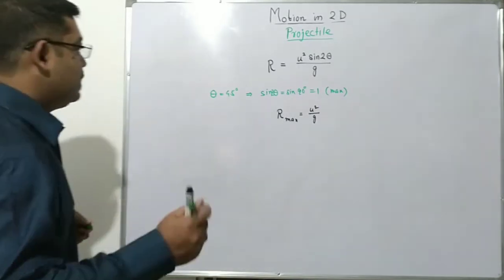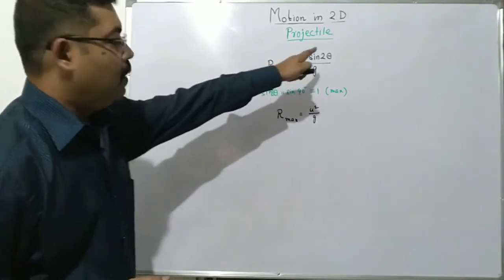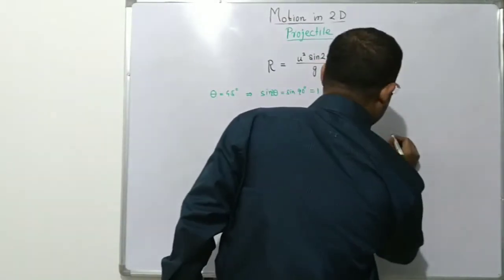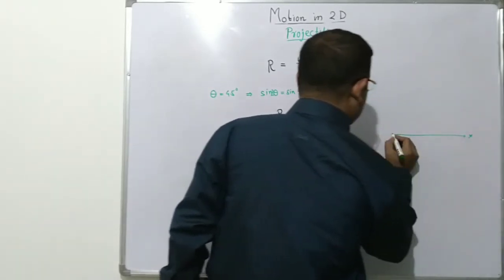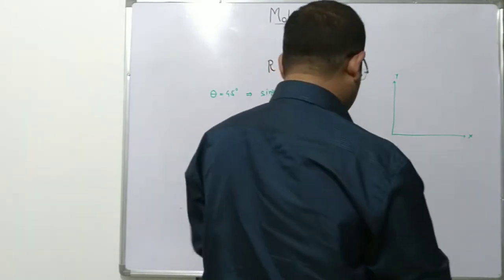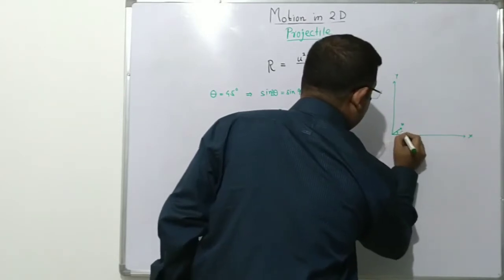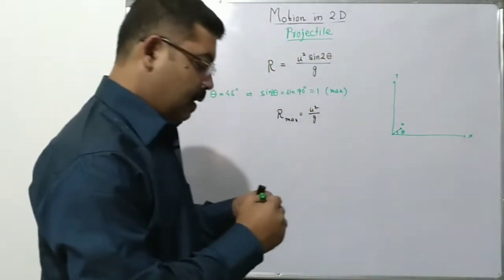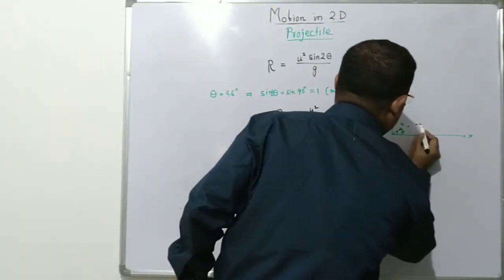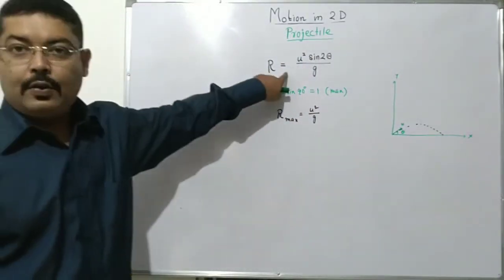Now, for the next case, let us say an object is projected with the speed u and at an angle theta. Let us say this is the x-axis and this is the y-axis, and the object is projected with a speed u, making an angle theta. Then its trajectory will be parabolic, of course, right? So it will have a parabolic path and it will end up at some point. And the range will be given by this equation.